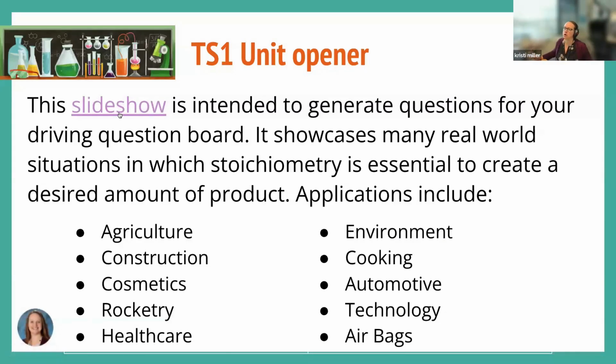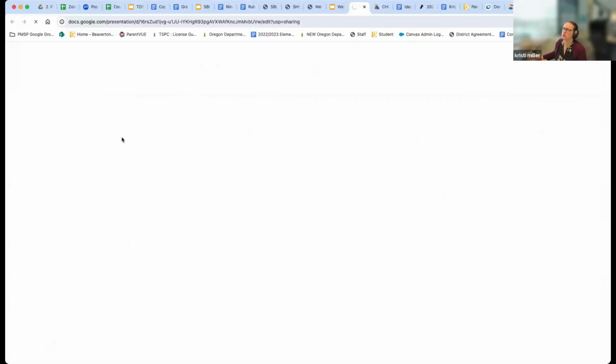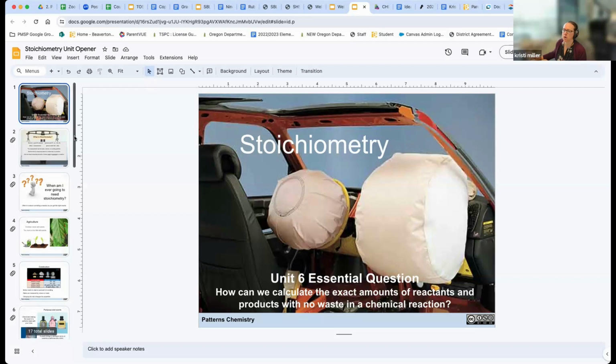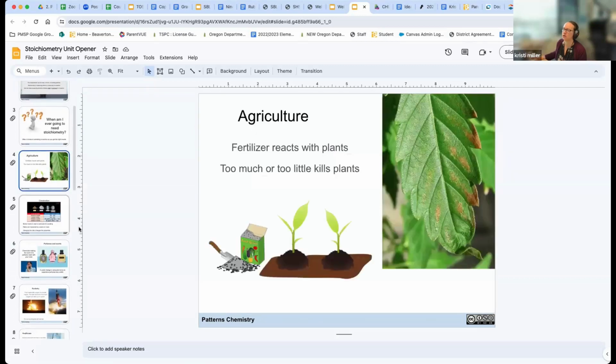So we start with our opener. So I'm just going to look at the slideshow here. We did a couple of changes on our slideshow for Unit 6. This first part is not a change, where we're looking at different examples of how stoichiometry is used. So we're looking, for example, at agriculture and the role of fertilizer in growing plants, and that's very much a ratio. What's in the fertilizer is a ratio.